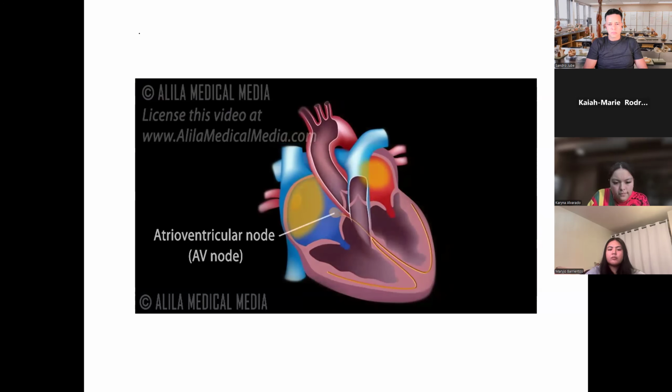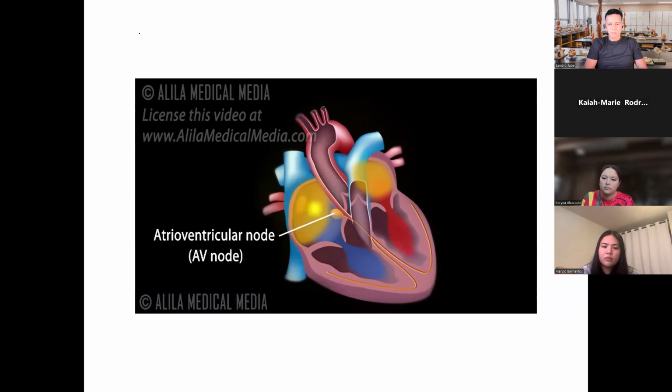The atrioventricular node, or AV node, located on the other side of the right atrium near the AV valve. The AV node serves as the electrical gateway to the ventricles. It delays the passage of electrical impulses to the ventricles. This delay is to ensure that the atria have ejected all the blood into the ventricles before the ventricles contract.